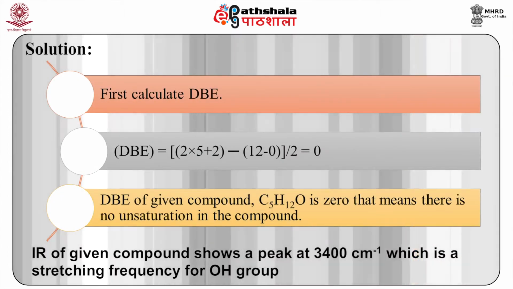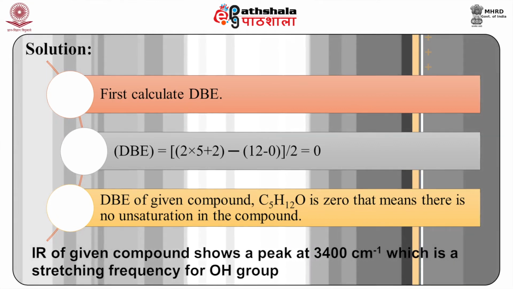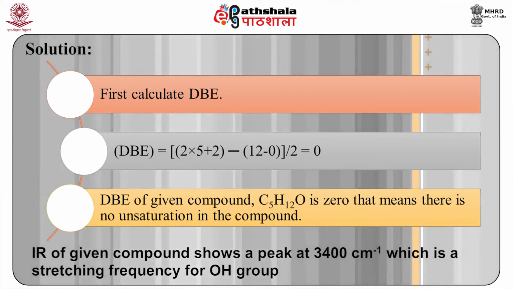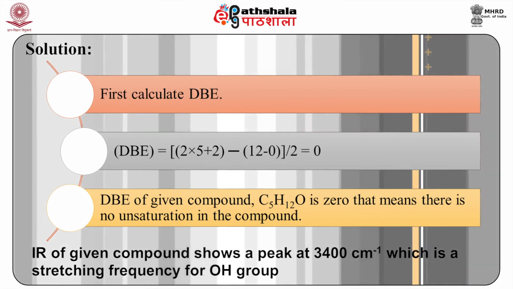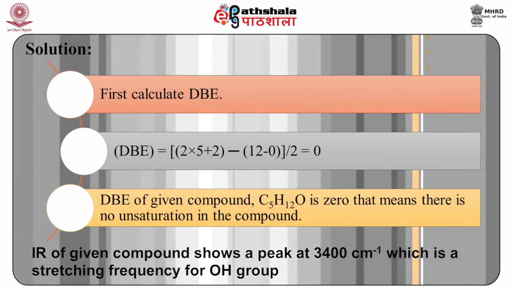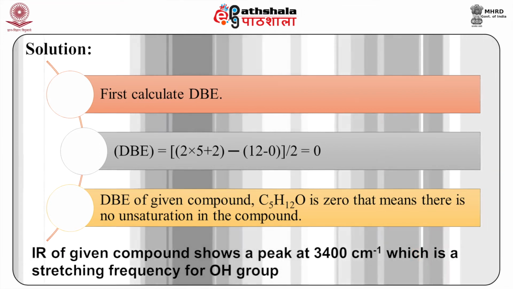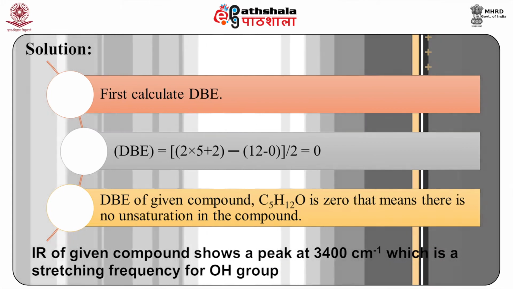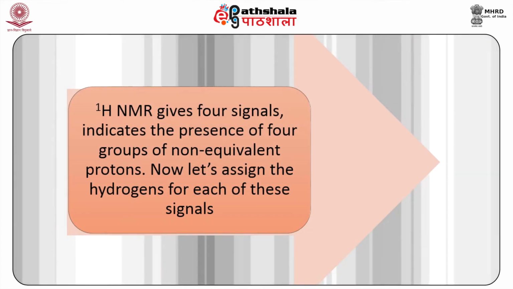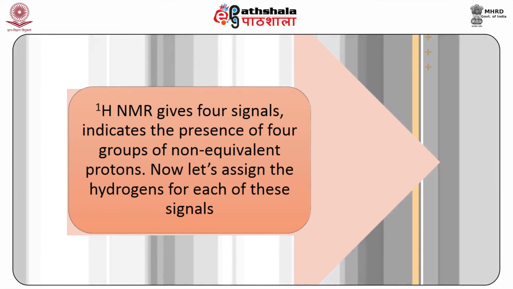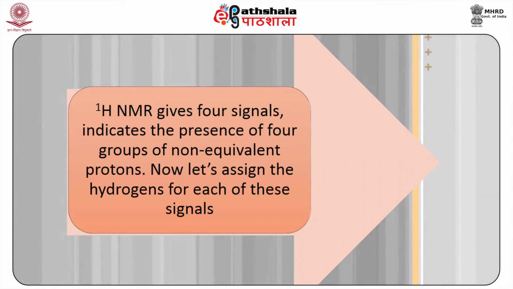Now let us discuss the solution one by one. First we have to calculate the double bond equivalence, that is 0 according to the above formula. It is given here how to calculate it. DBE of the given compound is 0, that means there is no unsaturation in the given compound. The IR of the given compound shows the peak at 3400 cm^-1, which is a stretching frequency for the OH group. The proton NMR gives 4 signals, which indicates the presence of 4 groups of non-equivalent protons.